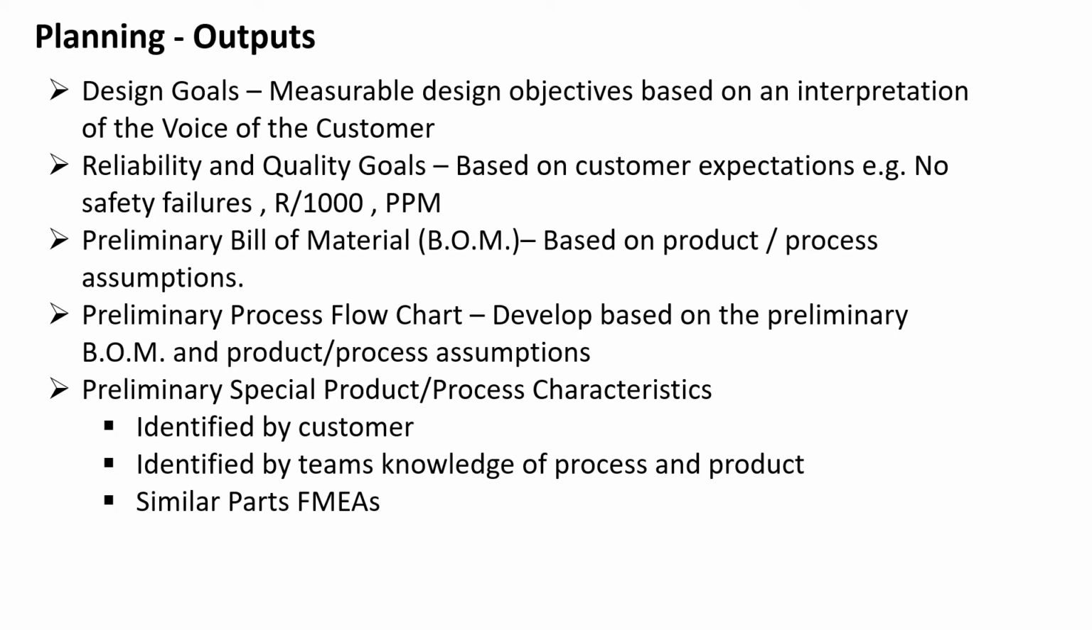So then preliminary bill of material, that is, as I said, based on product or process assumptions. Preliminary process flowchart is developed based on the preliminary BOM and product or process assumptions. Preliminary special product or process characteristics, here we need to consider those identified by the customer, identified by team knowledge of process and products, and similar parts FMEAs. So all this we need to consider to get the process characteristics or the product characteristics, if there are any additional characteristics.